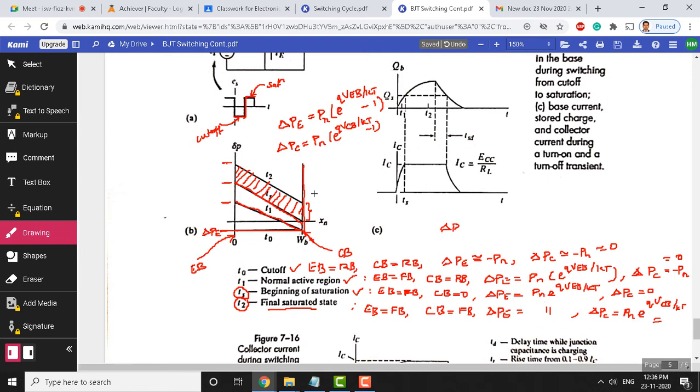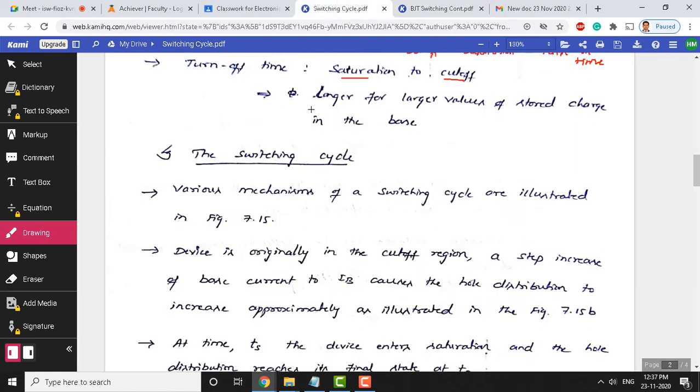Okay. So, delta P keeps varying. That is why we have different heights here, under different conditions. So, 4 things we need to observe here: for cutoff, the hole distribution; T1 for the normal active; T S for the beginning of saturation; T2 for the oversaturation. Okay. I hope you understood these things, and let us move on to the next thing here.